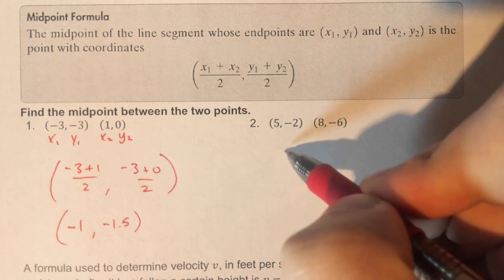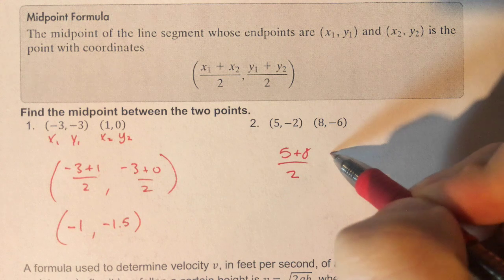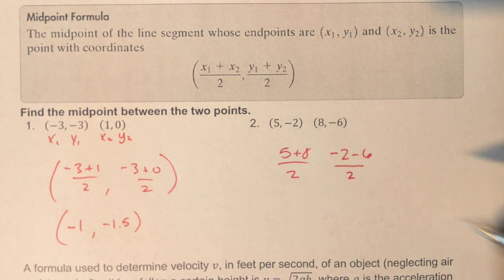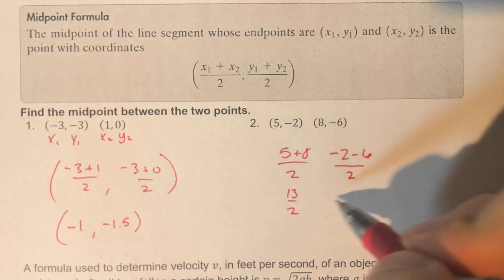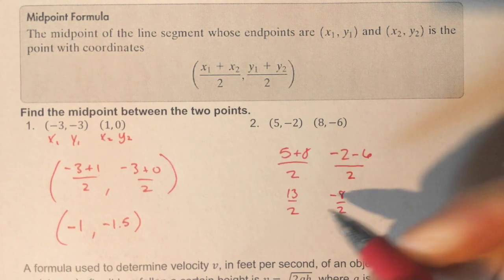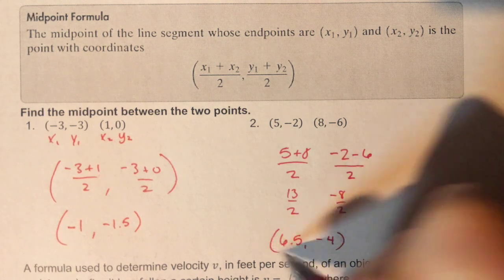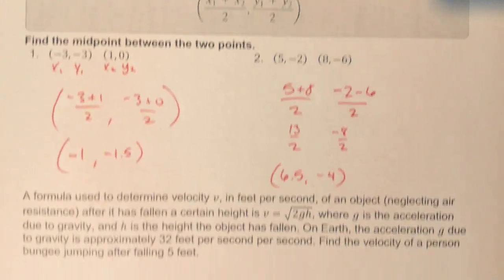You add the x values, so 5 plus 8 divided by 2. You add the y values, so negative 2 plus negative 6 divided by 2. Add them together and you've got 13 over 2, and you've got negative 8 over 2. That's going to be 6.5 comma negative 4 for a midpoint. Don't forget those parentheses around your coordinates.